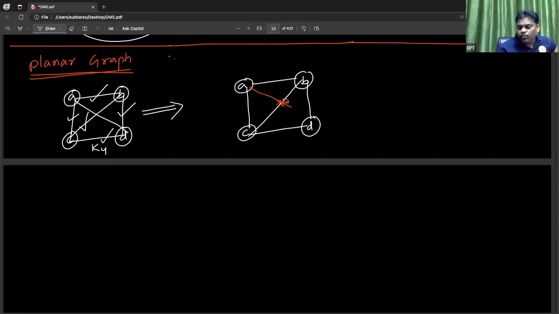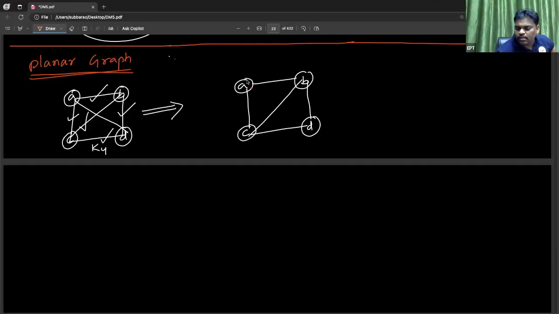Remember, if you can draw the same graph as it is without edge crossing, then it is called a planar graph. Now let me try without edge crossing, meaning without touching another edge. See how I am writing, very interesting. You have to draw that edge also without edge crossing.